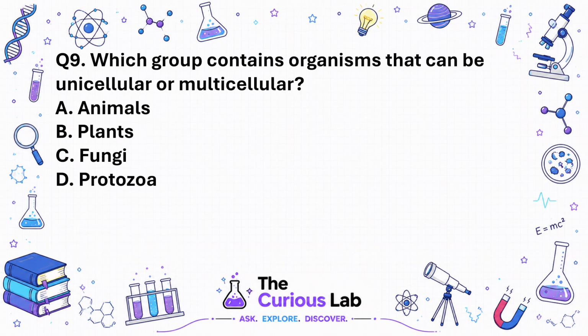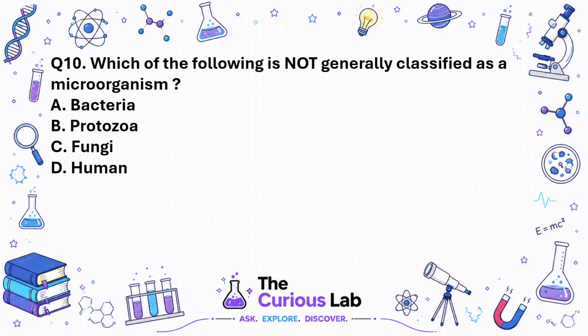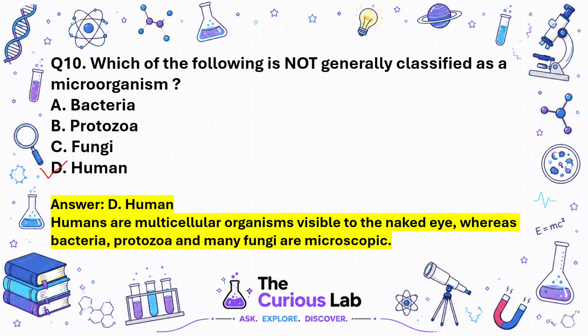Next question. Which group contains organisms that can be both unicellular and multicellular? We know that it is fungi. In fungi, we just have yeast as unicellular organism and the rest of the fungi are multicellular. Next question. Which of the following is not generally classified as a microorganism? Microorganisms are not organisms which can be seen with our eyes. So the correct answer is human because we can see them with our naked eyes.